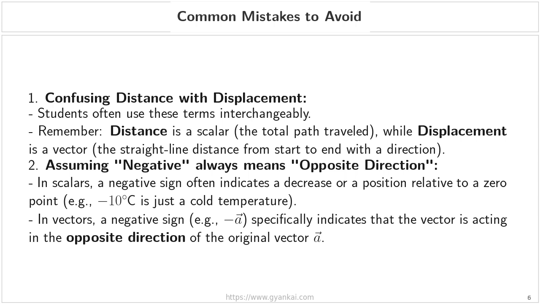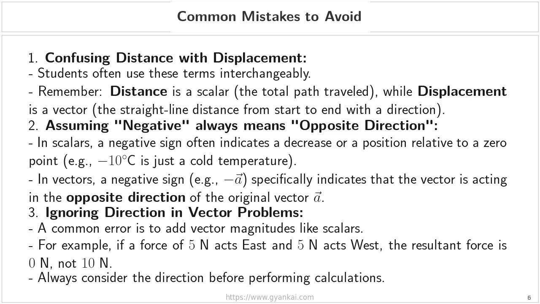Second, don't assume that a negative sign always means opposite direction. This is a tricky one. When we deal with scalars, like the temperature example we saw on slide 2, a negative sign usually just indicates a value below a 0 point. For instance, negative 10 degrees Celsius simply means it is cold. But when we are working with vectors, a negative sign, such as negative a, has a very specific geometric meaning. It indicates that the vector is acting in the exact opposite direction of the original vector, a.